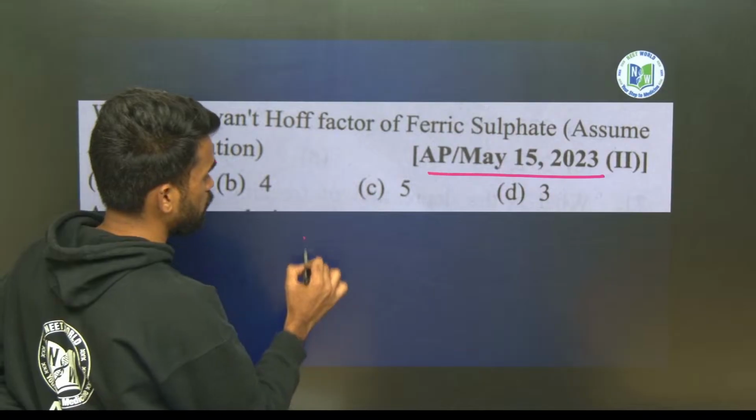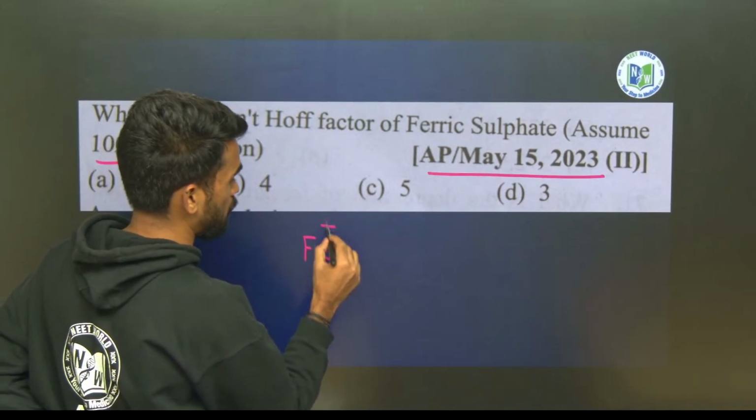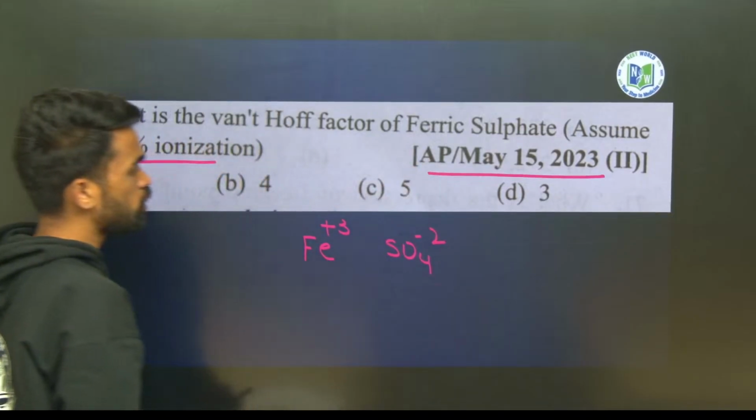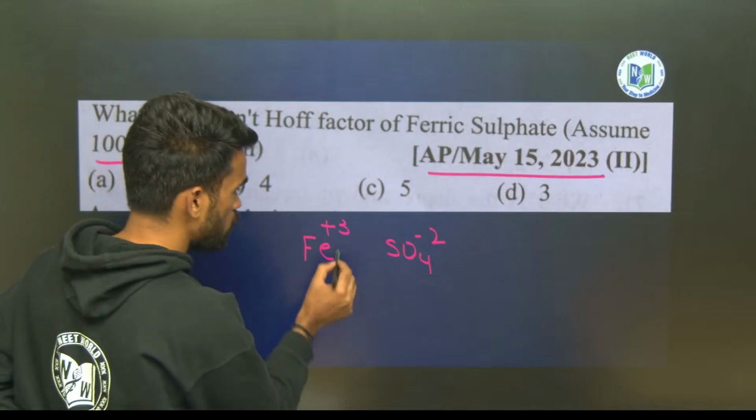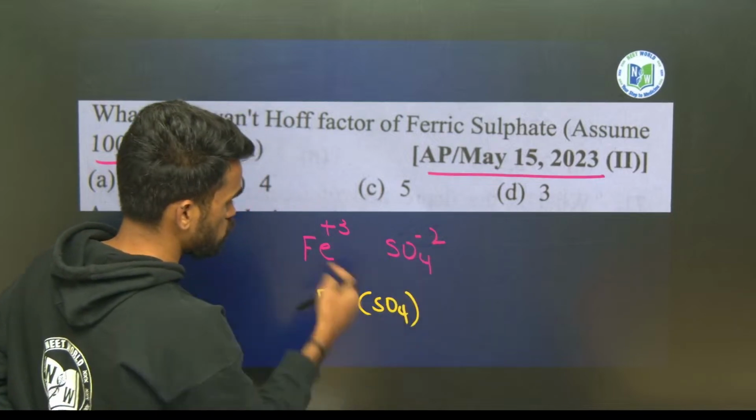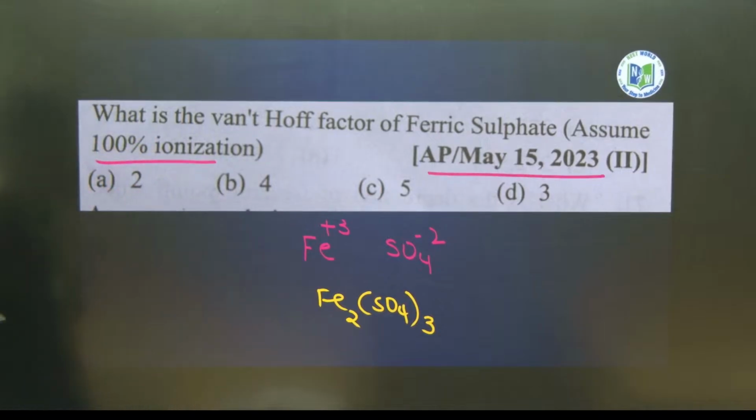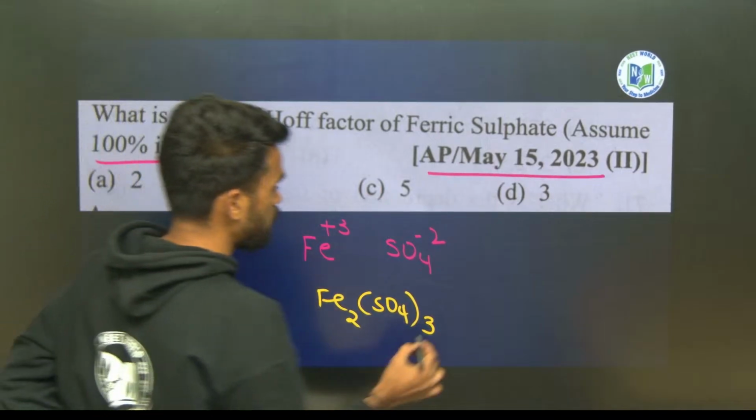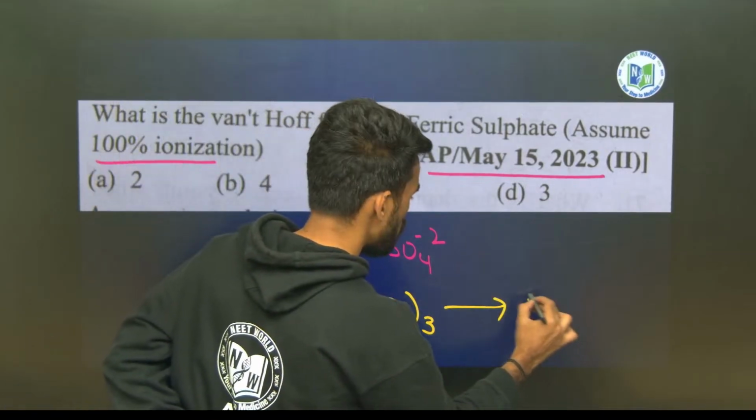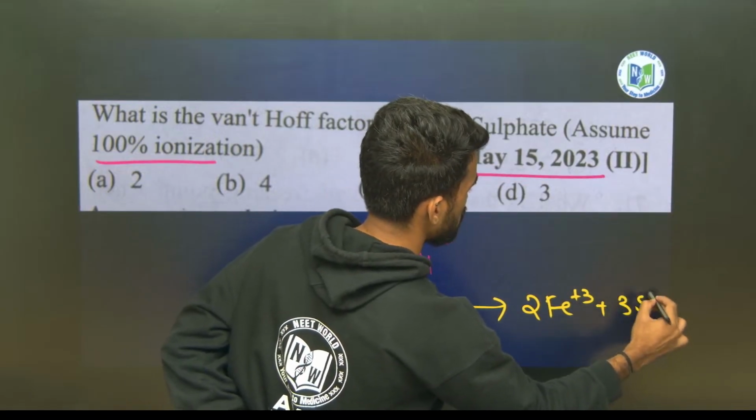Ferric means iron should be in +3 oxidation state, so Fe3+ should be there, and sulfate SO4 2-. From this, use the crisscross method and make the formula. You will get Fe2(SO4)3, so overall the molecule is neutral. This is ferric sulfate. Upon keeping it in water, what happens? It dissociates into 2 Fe3+ ions and 3 sulfate ions, like this you are going to get.